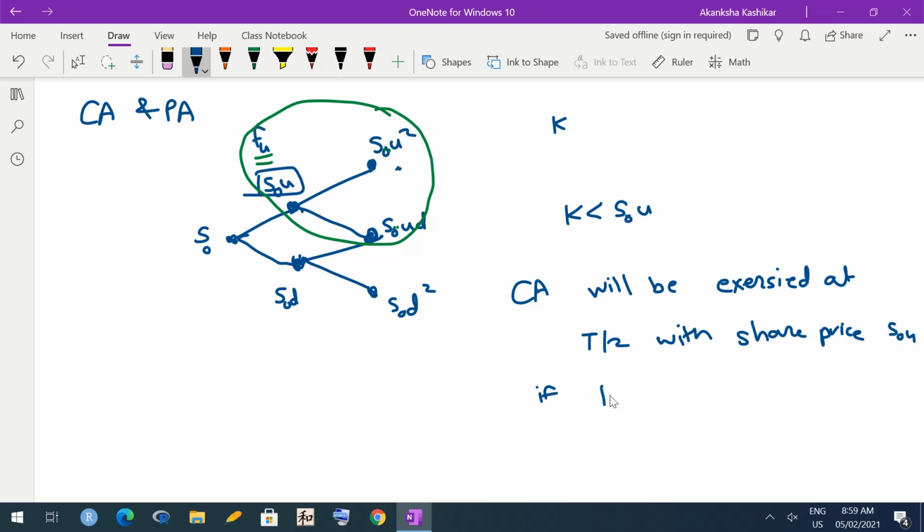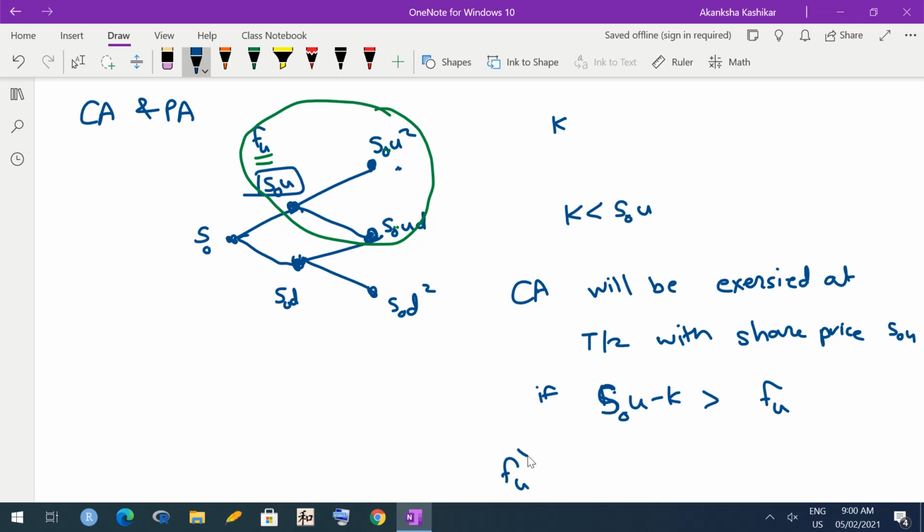If the gain here, so what is the gain? Gain is S naught U minus K. So if S naught U minus K is larger than FU, okay, so waiting is less profitable than exercising now, then only it will be exercised. Is it okay? And that actually becomes the final value of the call option at that time point.